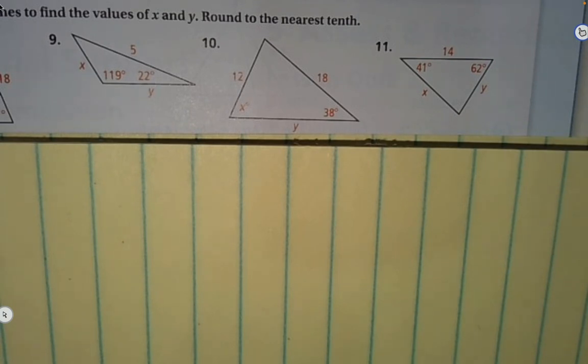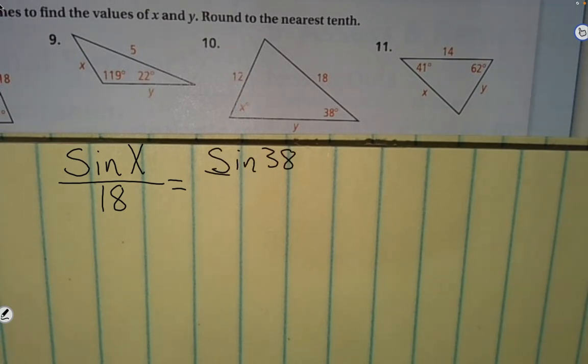So, this says, use the law of sines to find x. So, I'm going to write the sine of x over what goes with the sine of x. 18. Does anybody not understand that? It's because it points. The angle and the side opposite. Okay? Then what's my other angle and side I know? So the sine of 38 divided by 12.